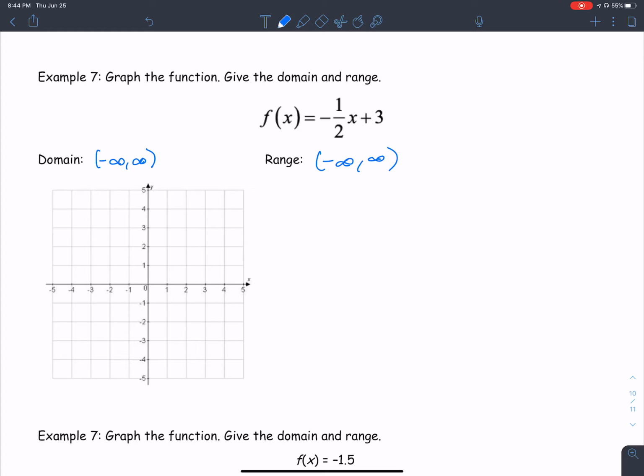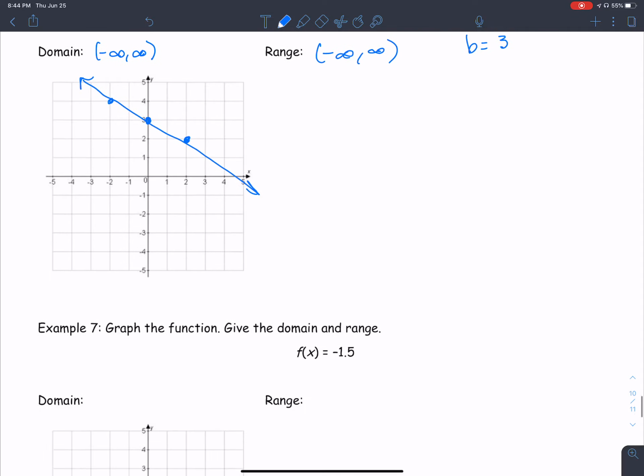Now, graphing this function, you're like, wait, it's not in any form. But remember, f of x is the same as y. So this is the same as y equals negative half x plus 3. So our b is where we begin. It's 3. So I'm going to go to the y-axis at 3. And then I go down 1, right 2, up 1, left 2. And there's my line. There's my function. Okay, so graphing a function in slope-intercept form is the same as graphing in regular slope-intercept form.